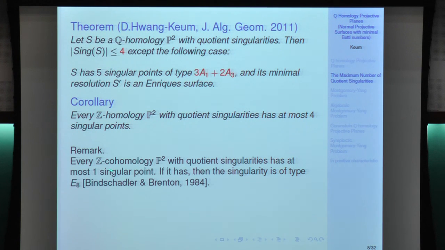Here, every integral cohomology P2, where cohomology means it has an isomorphic cohomology ring, whereas homology means just that each dimension has an isomorphic space, but cohomology means that the ring structure should be isomorphic. So an integral cohomology P2 with quotient singularity has at most 1 singular point. And if it has 1, then the singularity must be of type E8.